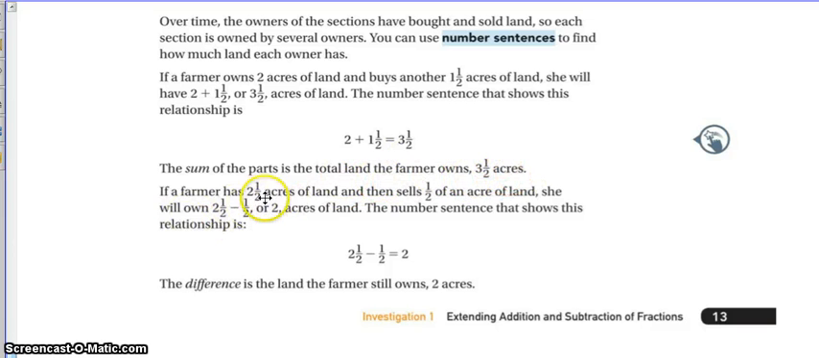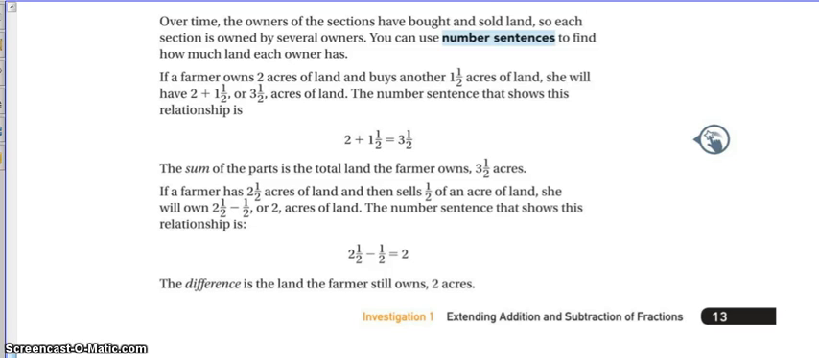If a farmer owns 2.5 acres of land and then sells 1/2 acre of land, she will own 2.5 minus 1/2, or 2 acres of land. And that number sentence is right here. 2.5 minus 1/2 equals 2. And the difference is the land that the farmer still owns, which is 2 acres.